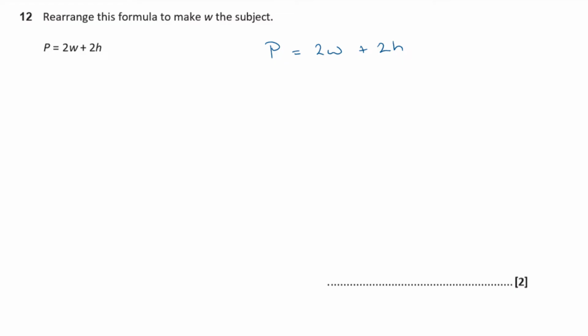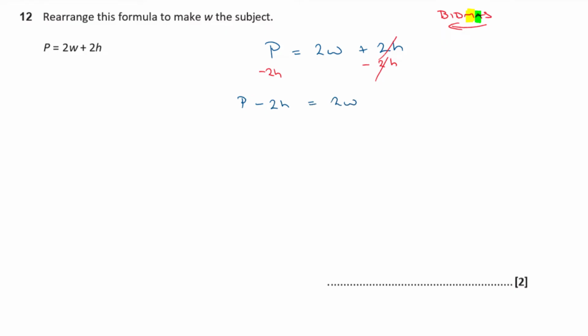Now the order that you do this is like BIDMAS but backwards. So if you think about BIDMAS, I've got a multiplication in here and an addition. So multiplication comes before addition, normally in BIDMAS. But when you're rearranging these, you go through BIDMAS backwards because you're using inverse operations to work your way through. So that means I need to deal with the addition first. Now the opposite of adding 2h is subtracting it. So if I subtract 2h from both sides, it will cancel off this side. And what I'll get is p minus 2h is equal to 2w.